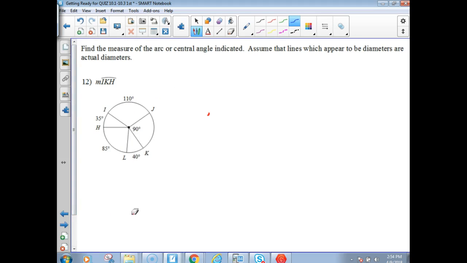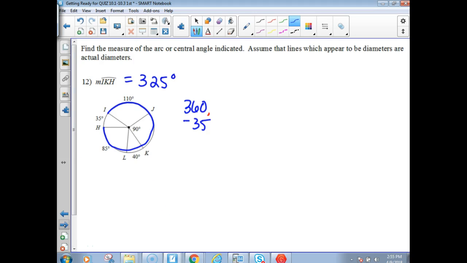Okay. Number 12 is the measure of the arc IKH. I go from I, then there's an H here, but I can't go that way because I have to hit K before I hit the H. So I through K all the way to H is everything on the circle except 35. So I'm going to do 360, which is all those added up, minus 35. And I believe that's 325 degrees.